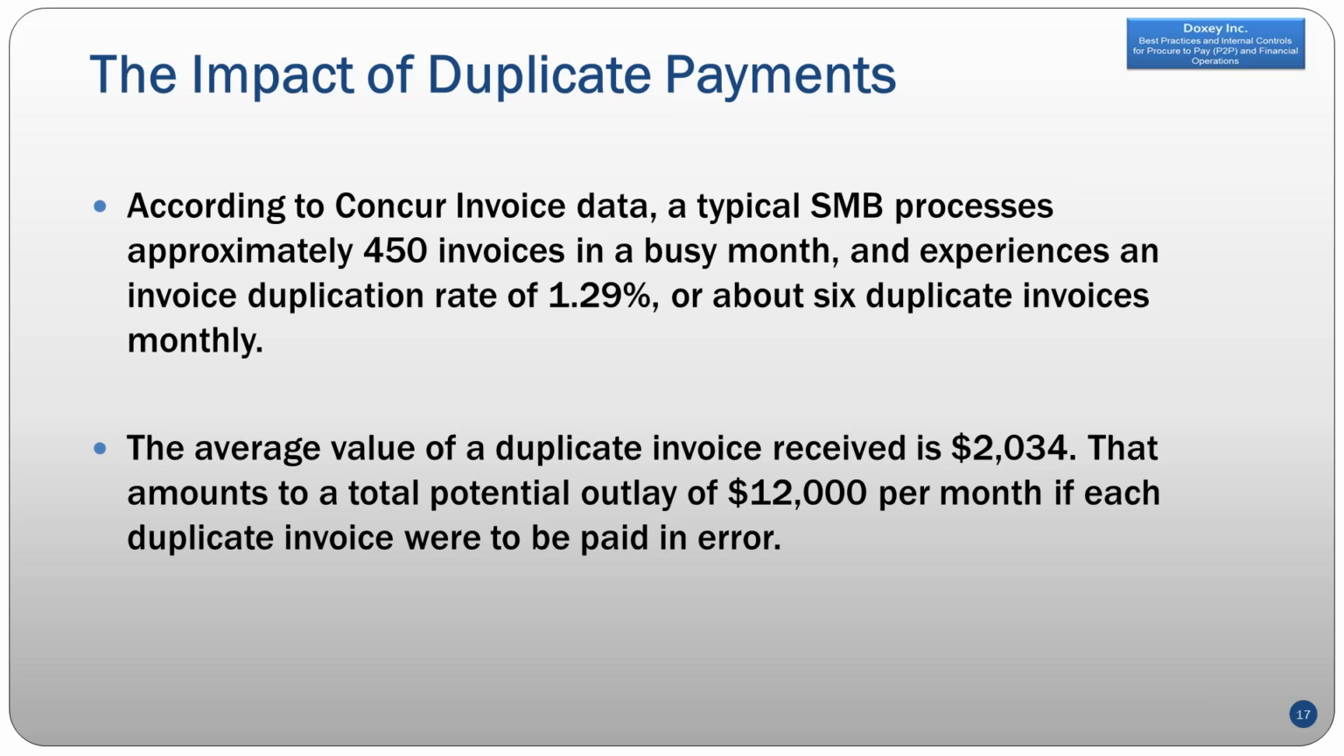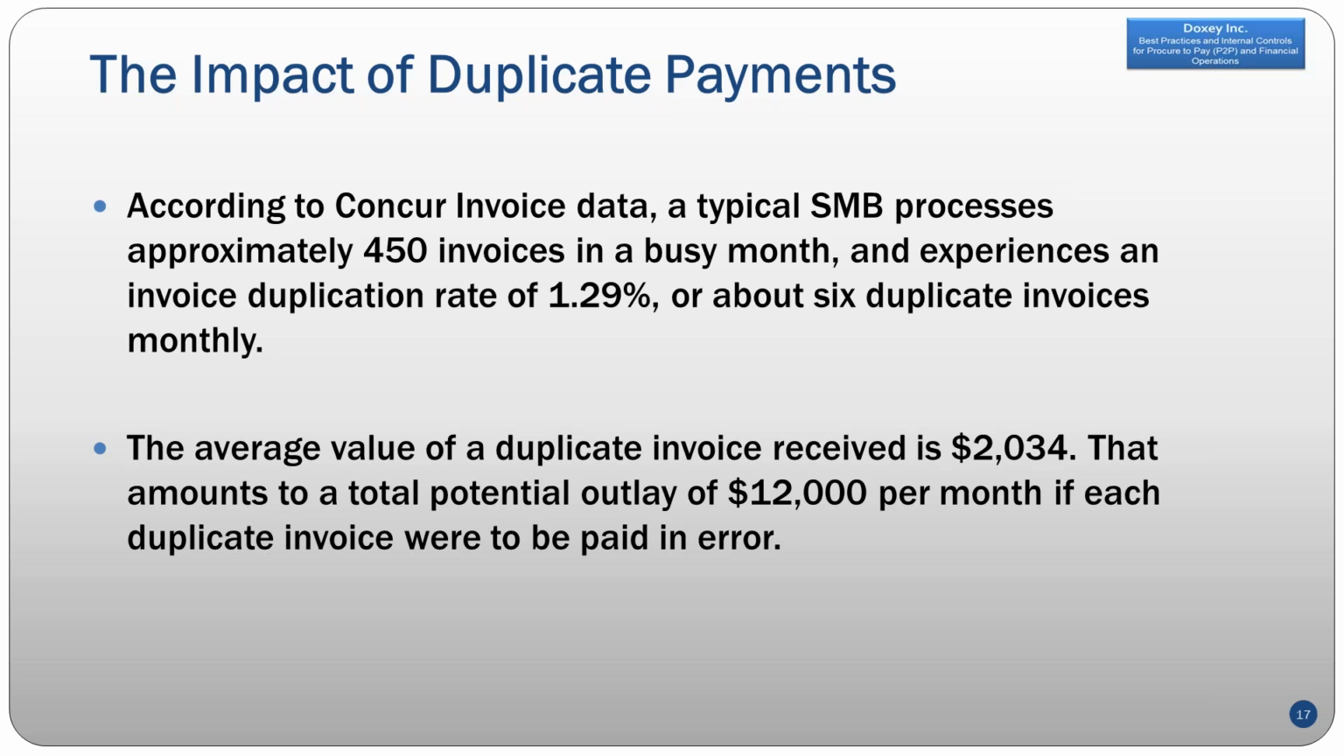Concur actually did a study a couple of years ago, and a typical small to medium business processes approximately 450 invoices in a busy month, give or take, and experiences an invoice duplication rate of 1.30%. And that could be about 6 duplicate invoices monthly.